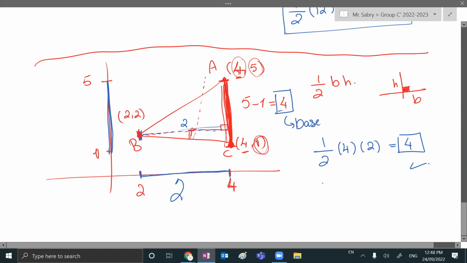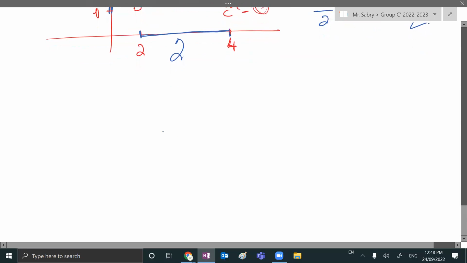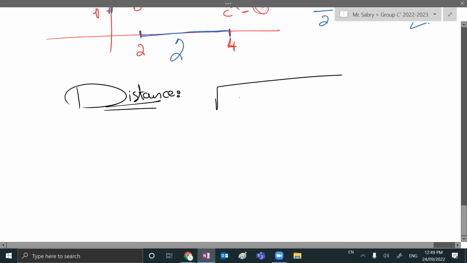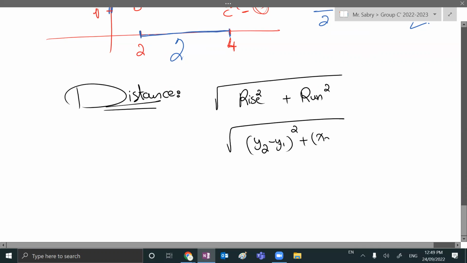Okay, what if this line right here, the thick line, wasn't a straight line? Then how would I know the length of this side? There's one rule to find the distance between any 2 points, which is the square root of rise squared plus run squared. It means y2 minus y1 in a bracket to the power of 2 plus x2 minus x1 in a bracket to the power of 2.